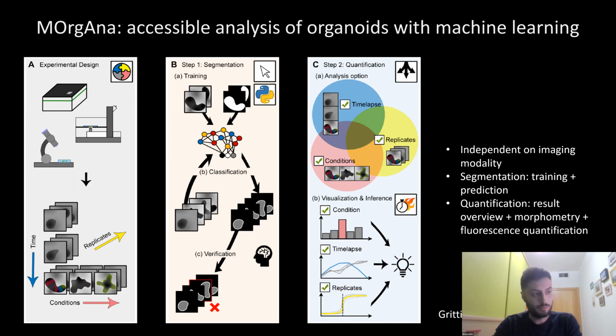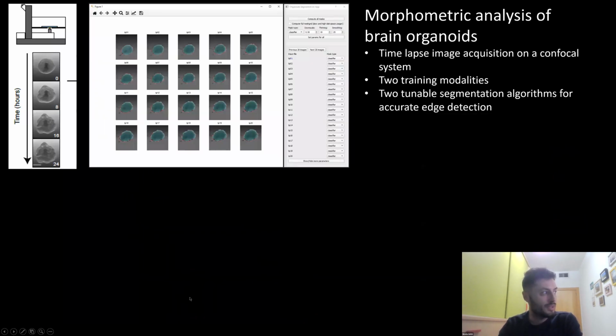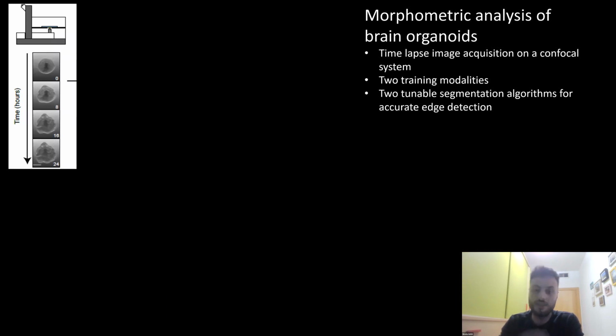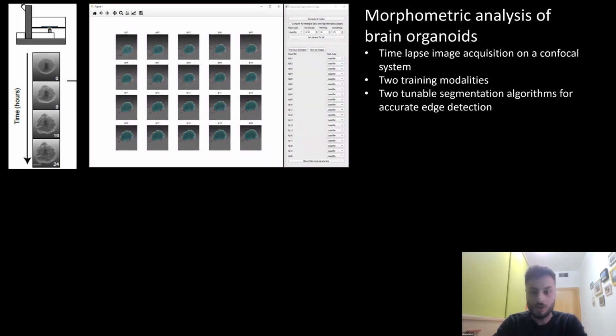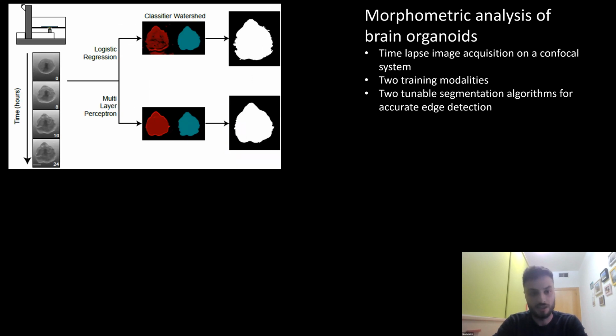The quantification provided by MOrgAna can be both morphometric analysis, so quantification of shapes, as well as fluorescence quantification. For the morphometric analysis, we used MOrgAna to quantify the shape changes over time during the development of brain organoids. These were imaged in time-lapse microscopy on a confocal device, and the visual segmentation feedback is based on two modalities between which the user can choose. From the optimization of this training and segmentation algorithm, one finally reconstructs the final mask, which can be tuned by the user using some parameters, and in both cases can accurately detect the edges of the organoids.